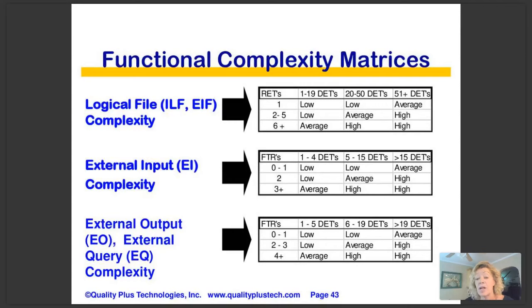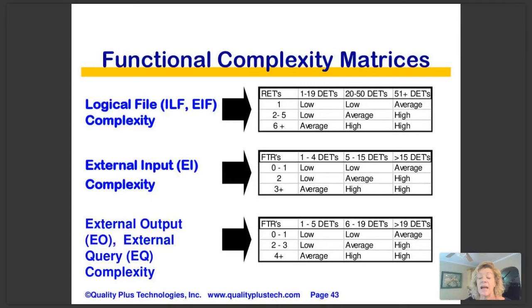So for our logical files, our ILFs or our EIFs, our data functions, we have one matrix that's shared, and it has RETs or record element types across the row headings, and it has DETs, our data element types, across the column headings. Remember, it follows the diagonal is average, the low is in the upper left, and the high is along the bottom right.